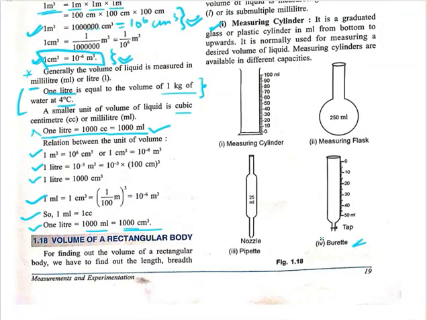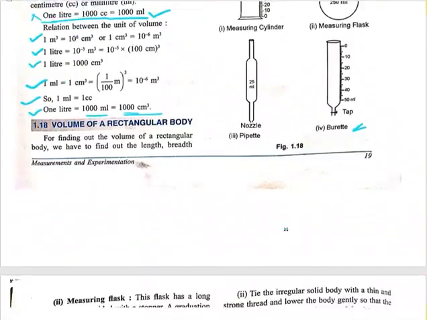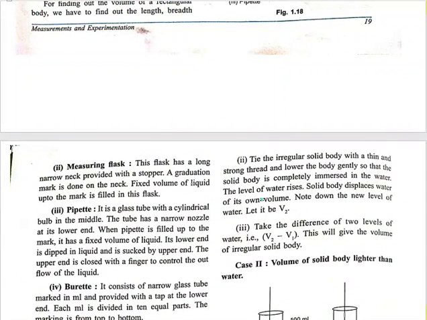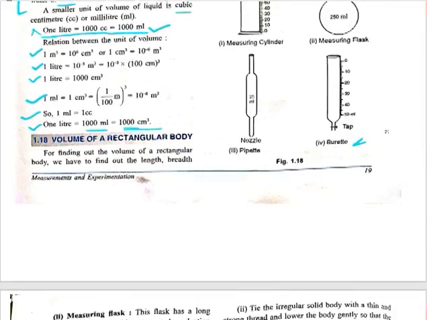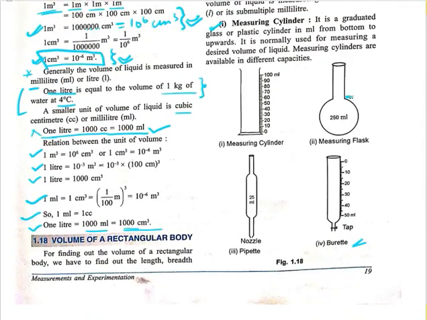Our second one, you can see the bottom is spherical, that is the measuring flask. This flask has a long narrow neck provided with a stopper, and the graduation mark is done at the neck. A fixed volume of liquid up to the mark is filled in this flask. You will see some marking here.